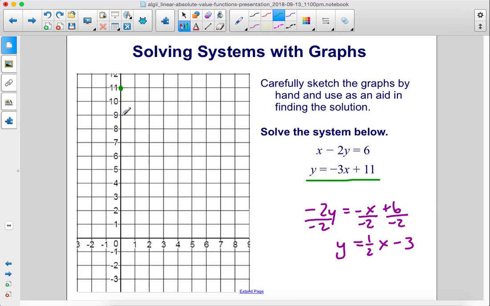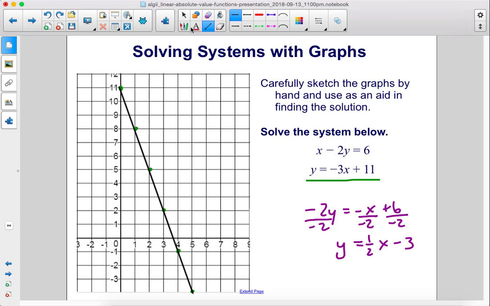So we go 1, 2, 3, 1, repeating that pattern. So let's connect all those dots with a line, just like that.